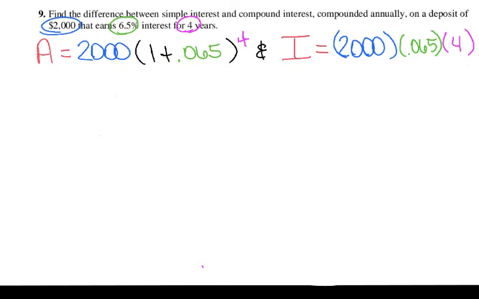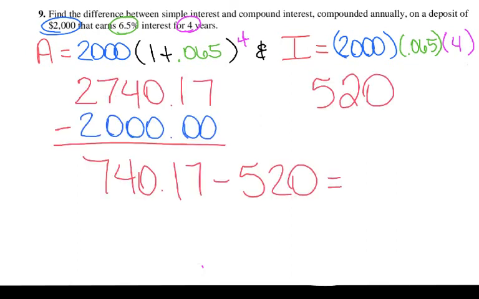Okay, go ahead and do the compound interest, which is the one on the left, and then the simple interest, which is the one on the right. All right, so the compound interest ends up being $740.17. The simple interest ends up being $520. Subtract the 2 and it gives you $220.17.